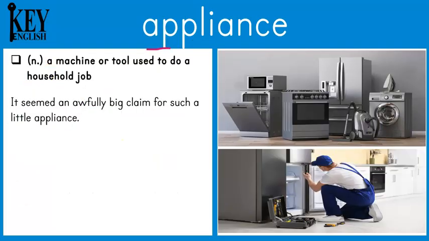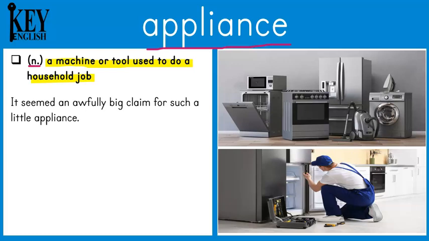Our next word is appliance. And appliance is a noun. It means a machine or tool used to do a household job. So any tool in the home that helps you do different jobs around your house can be called an appliance. And they usually make everyday things like cooking, cleaning, or washing clothes much easier.